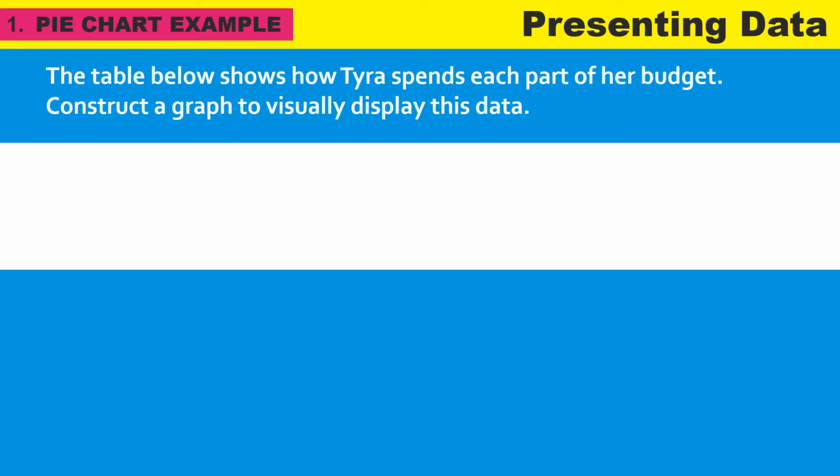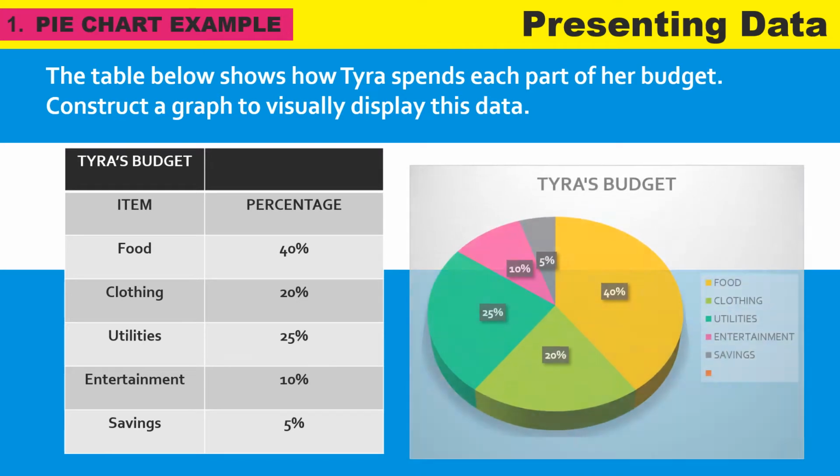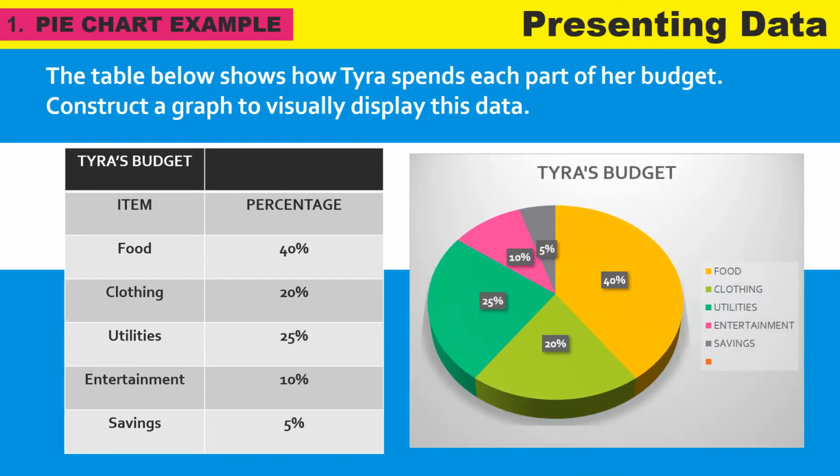The table below shows how Tyra spends each part of her budget. Let us construct a graph to visually display her data. Here is the table, Tyra's budget, item and percentage. The first item, food, 40%, clothing, 20%, utilities, 25%, entertainment, 10%, and savings, 5%. Here is her budget in a pie chart.